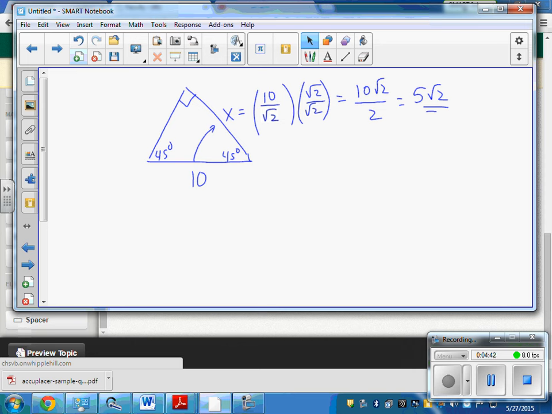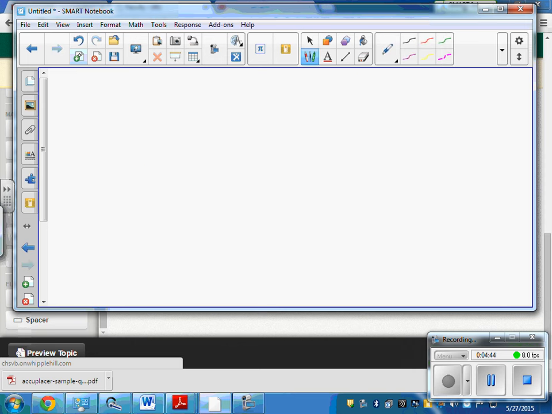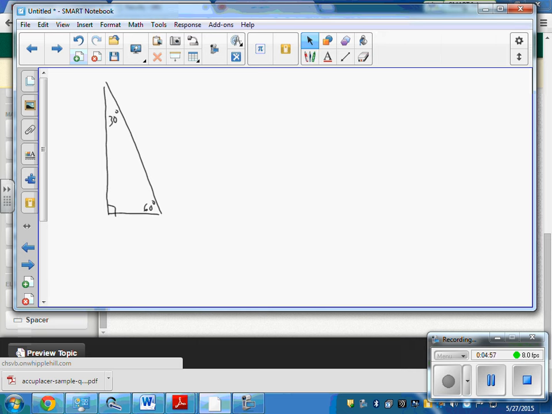Let's look at the 30, 60, 90s, because that's the other special case that you should have. So here's your 90 degrees, this is 60 degrees, and this is 30 degrees. So we have like 3 or 4 different possible types of problems. The simplest is if I give you the hypotenuse. Let's say this is 20.